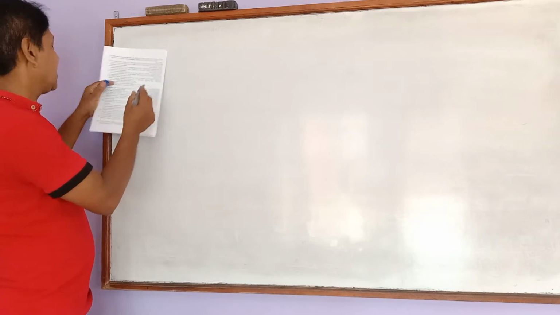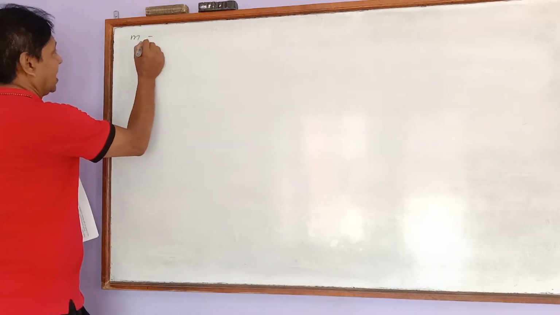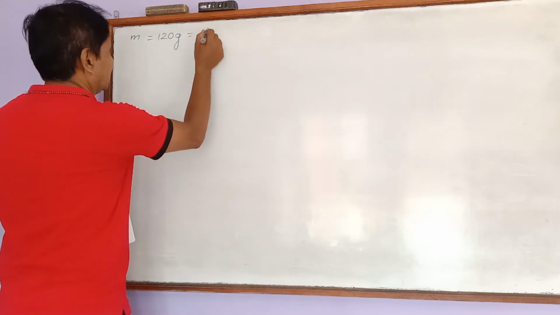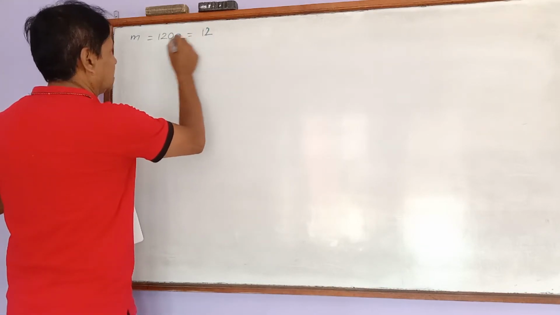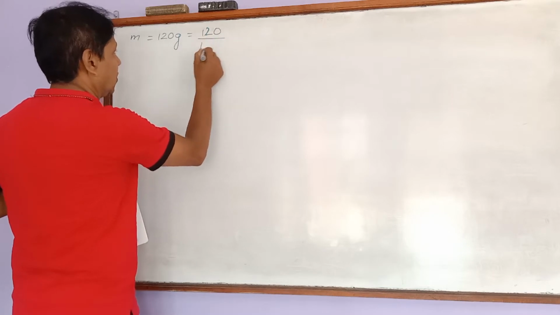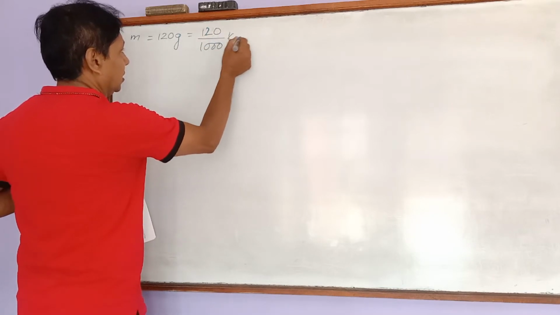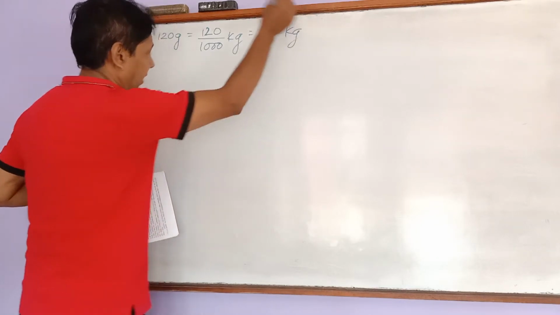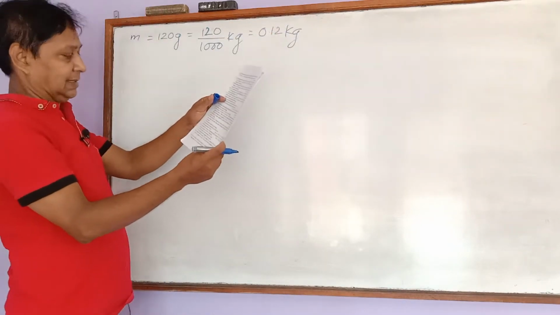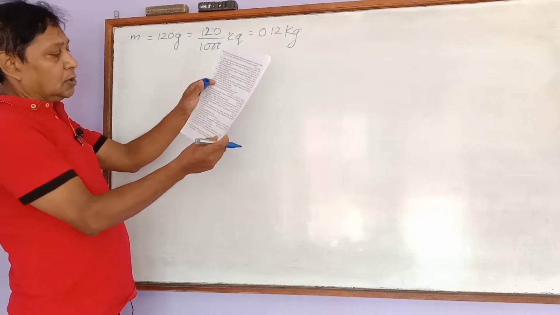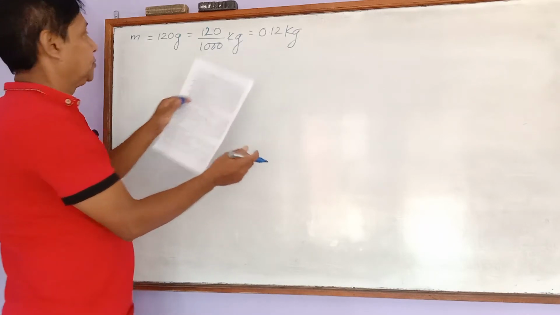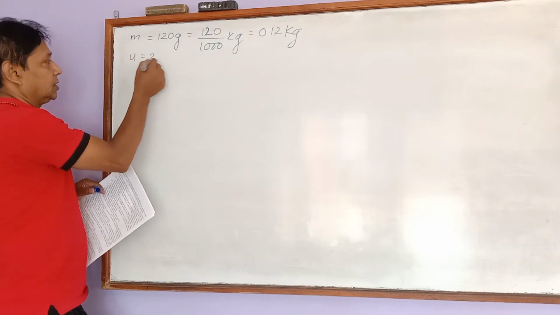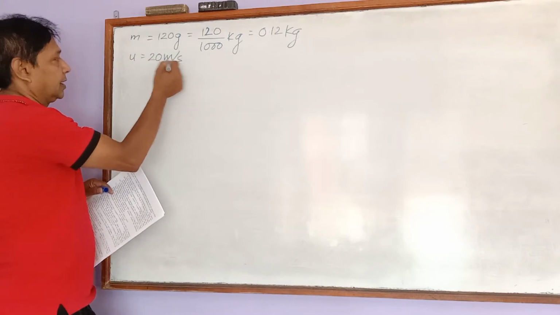A cricket ball of mass 120 gram. Mass is given, that's why I am writing 120 gram mass. We are using the SI system, so we are not using gram. We divide it by 1000 to convert it to kilogram. This is equal to 0.12 kilogram. Next information: 20 meter per second. Its speed is 20 meter per second, which means its initial velocity is 20 meter per second.